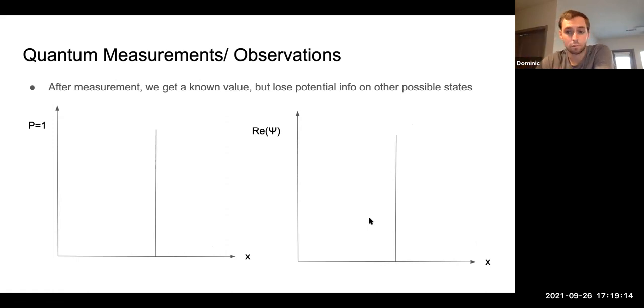But since you know where it is now, you lose all that other potential information on where it can be at other states after you measure it. So measurements will kind of destroy your quantum state, and you can't get any more info out of that quantum system now that you've measured it once.